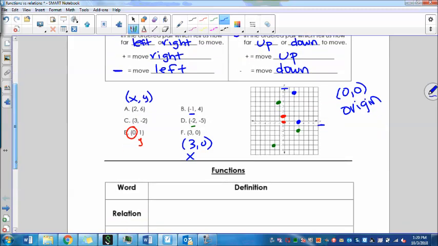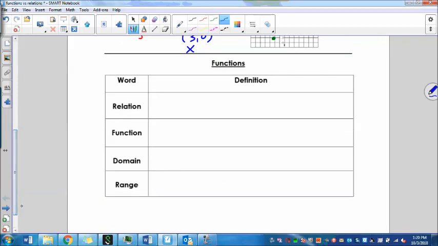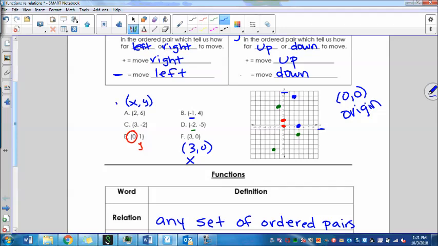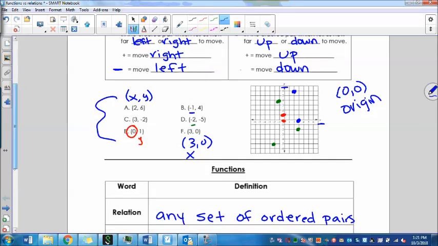Our next part of our notes, we're going to look at some definitions. So first word is a relation. A relation is any set of ordered pairs. Okay, so it doesn't have any rules. It's just any set of ordered pairs. So if we have this list up here of all of these coordinates, okay, that's a relation. They're just all different points thrown together.